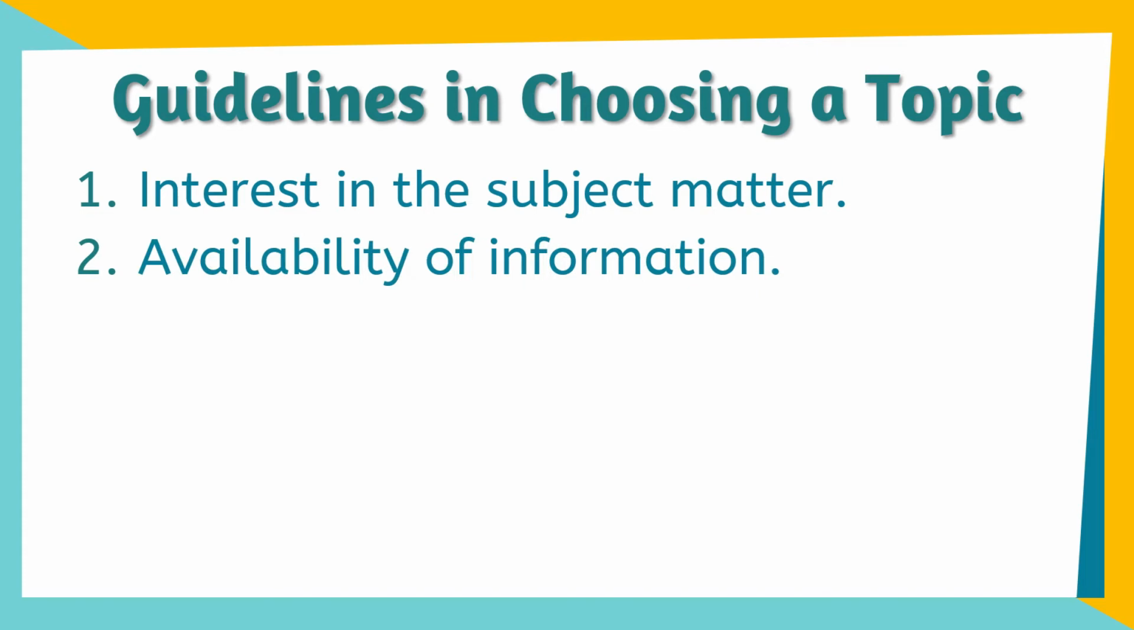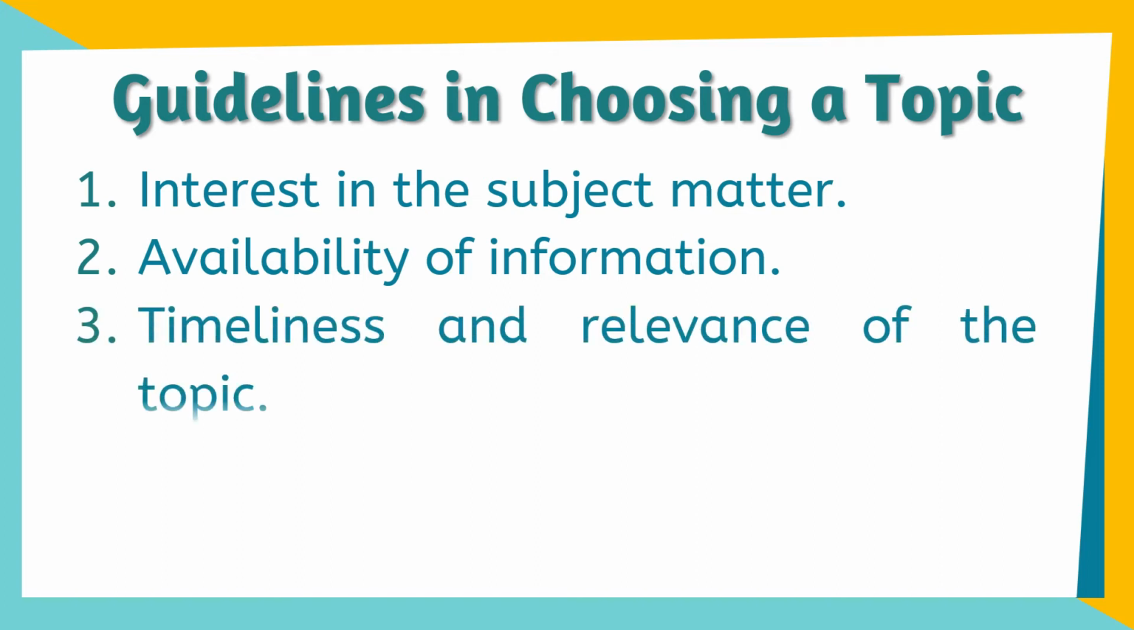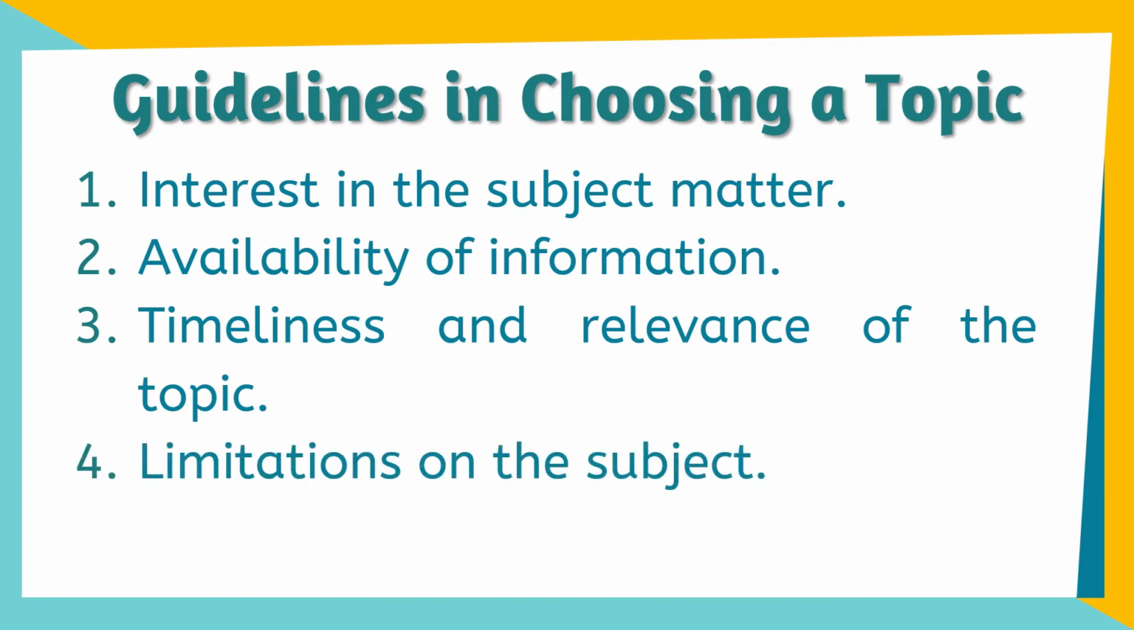Next is the availability of information. It is important that when you decide on a topic, sources of information are available. Third is timeliness and relevance of the topic. The topic that you have chosen should be significant to the community. Fourth, limitations on the subject. Sometimes, topic is limited to what the teacher suggests. And lastly is the personal resources. Consider also if you can finish the research in terms of your intellectual, financial, and physical capabilities.